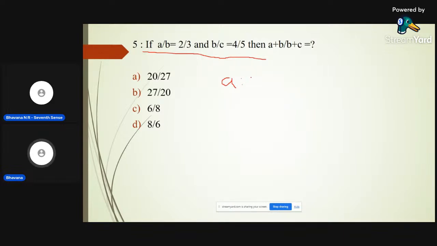A is to B they have given. So what is the value of A is to B? That is 2 is to 3, right? Then B is to C. For B is to C, what is the value here? 4, 4 is to 5. So 4 is to 5. Now do it for this. No, it's not 6 by 8.